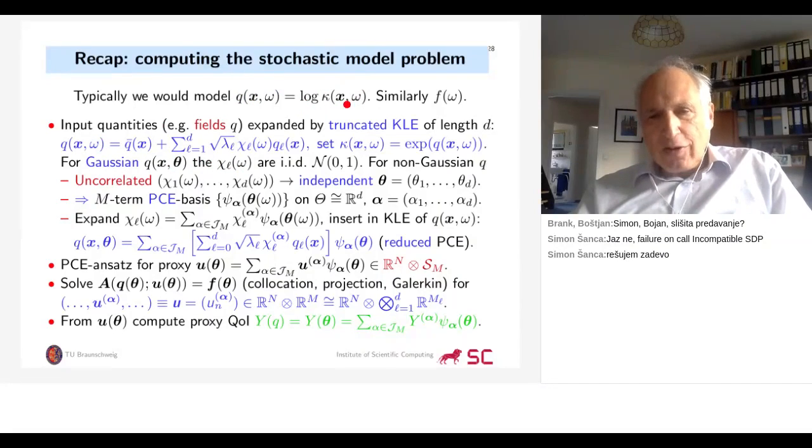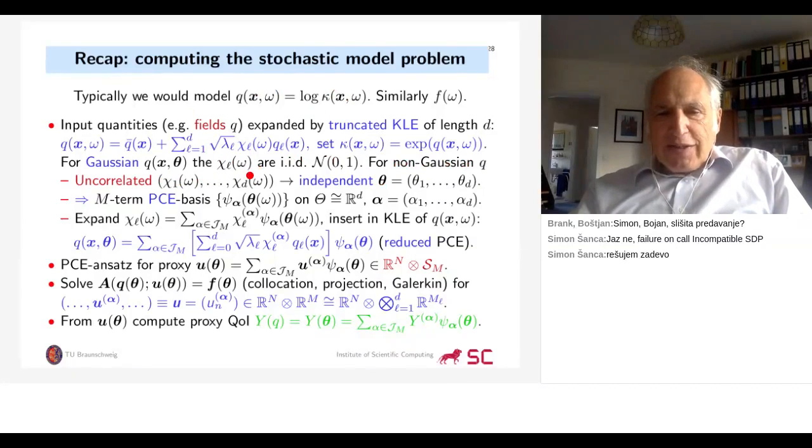Okay, this is because the log is normal. Okay, good. But it may happen that the log of kappa is not Gaussian. So for a non-Gaussian Q, we have to transform these uncorrelated He's into independent ones. Independent Gaussians. And we saw before how to do this.